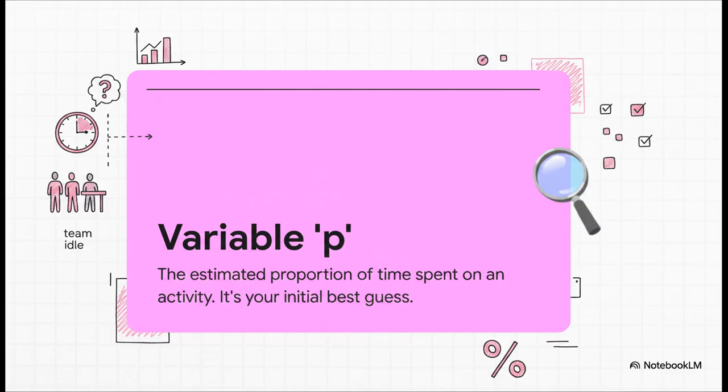Let's start with P. P is just the estimated proportion of time you think is being spent on whatever you're measuring. It's your starting guess.